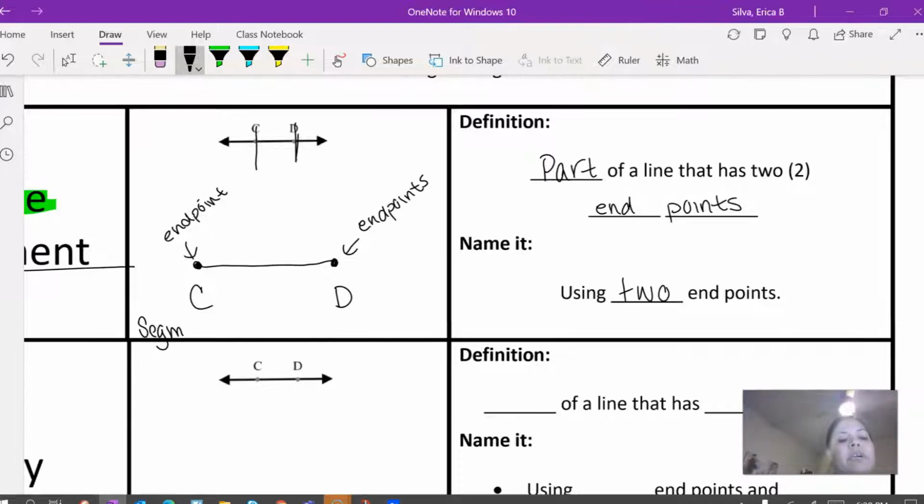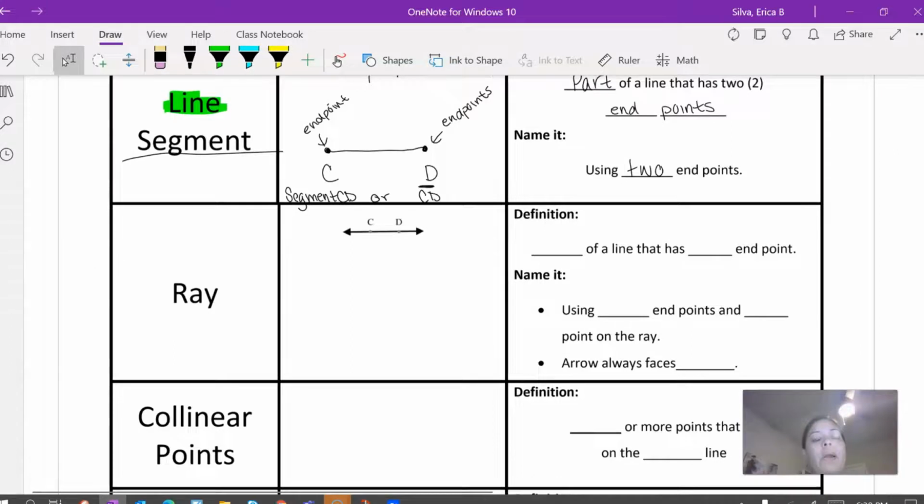So we can use the phrase segment CD or DC, or we can use the symbol CD, and it basically has part of a line or a segment above the 2 points. Let's go on to the next one.